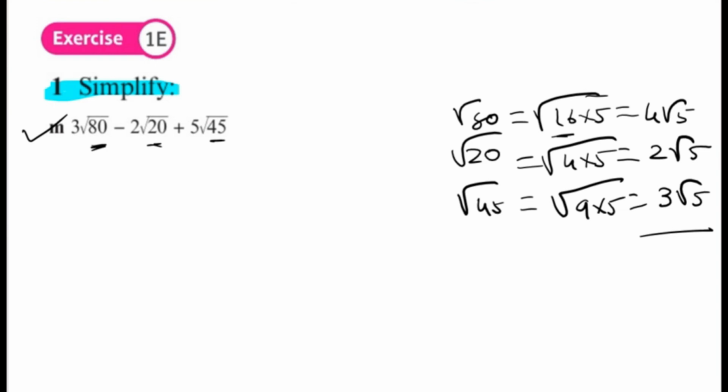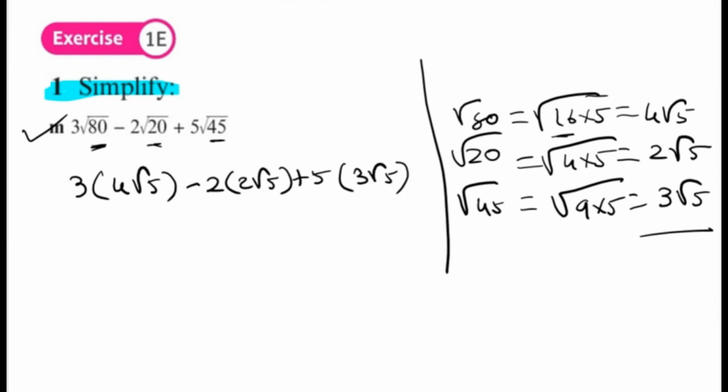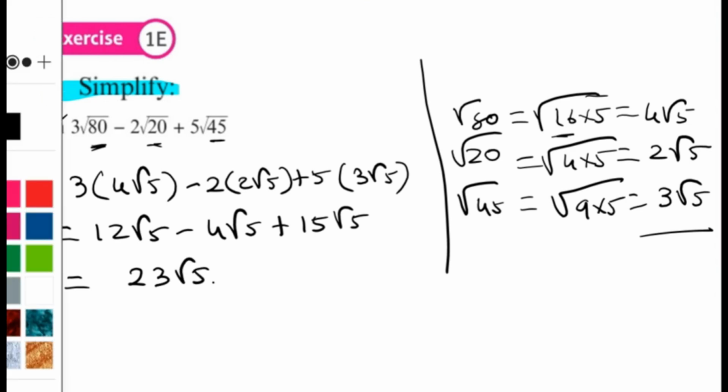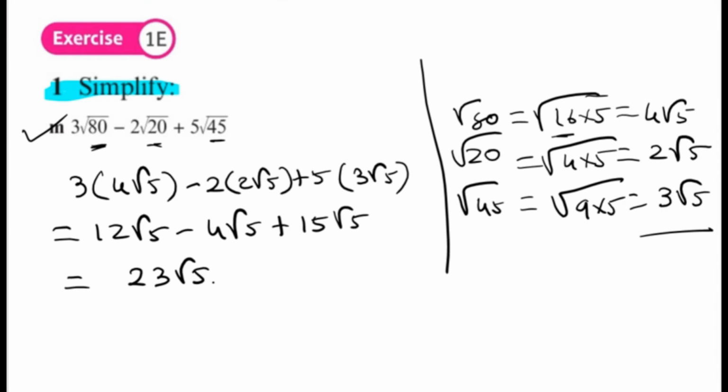So we can substitute these here. 3 into 4 root 5, so instead of root 80, I substitute 4 root 5. Minus 2, 2 root 5. Plus 5, 3 root 5. Okay, multiply the brackets: 12 root 5 minus 4 root 5 plus 15 root 5. Everything is in root 5 form, so we can add and subtract. We will get 23 root 5. So this is our final answer.